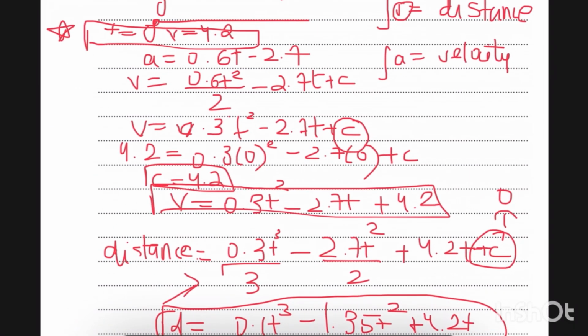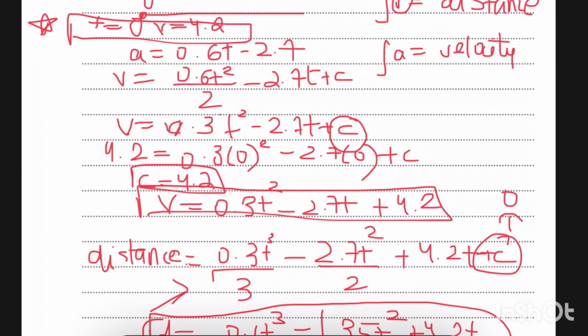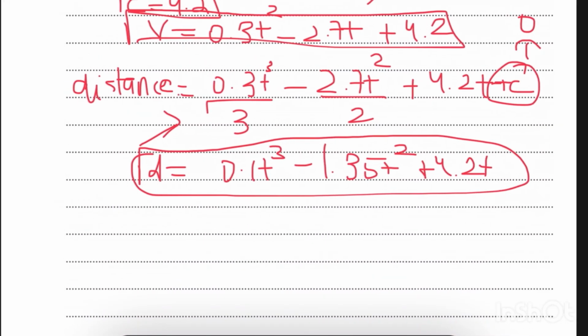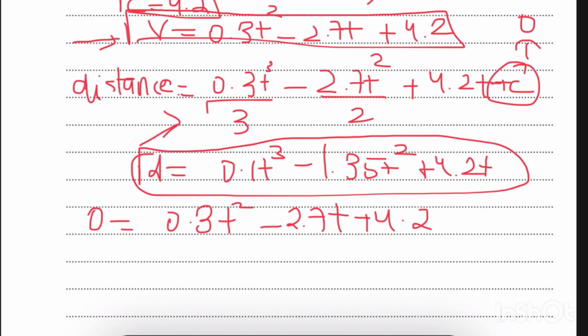Now they're saying that we need to find the distance between the times at which the particle is at instantaneous rest. What that means is that we need to find out the time when the velocity is 0. So if you look closely, we have the equation of the velocity. So we can equate that to 0 to get the time. So 0 must be equal to 0.3 t squared minus 2.7 t plus 4.2. So after using the quadratic equation, we get that t is equal to 7, t is equal to 2.